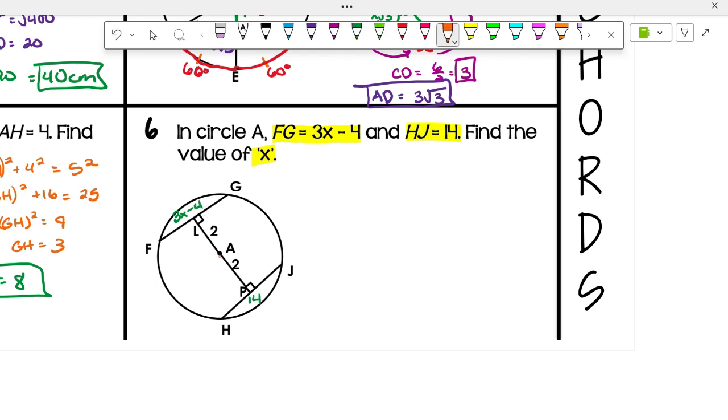Now, if you notice, they are equidistant from the center. So what does that say about their chords? They're what? They're equal. So that means I can set them equal to each other. Add 4 to both sides, I get 3x is equal to 18. Divide by 3, x is equal to 6. That's all you had to do.